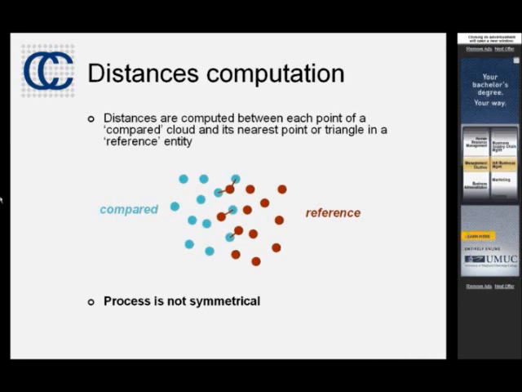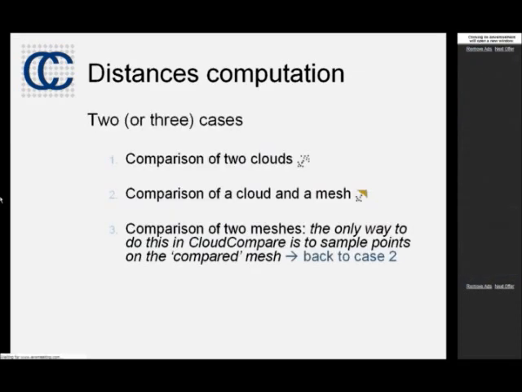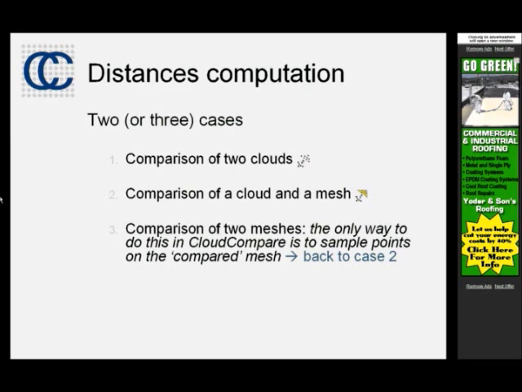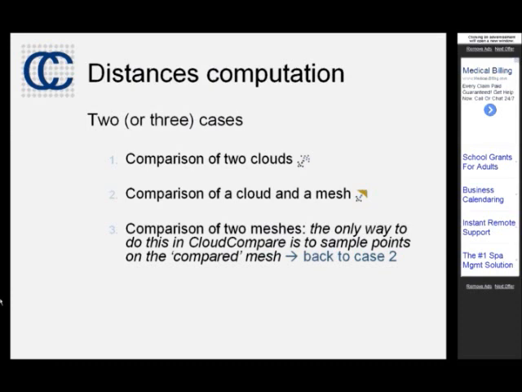So when you want to compute distances in CloudCompare, there's two real cases. Either you compare two clouds, just as I presented you, or you can compare one cloud and a mesh. There's a dedicated method for that. And if you want to compare two meshes, the only way for now in CloudCompare is, as I told earlier, to sample points on one of the meshes, especially the compared mesh, and then you'll perform, in fact, the comparison between a cloud and a mesh.